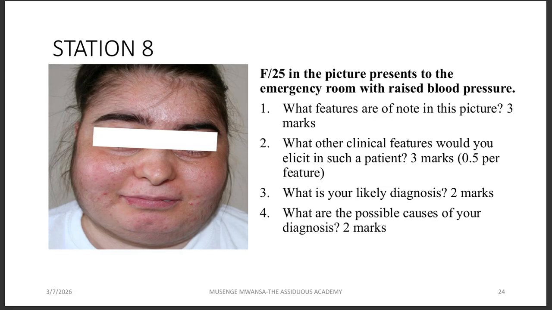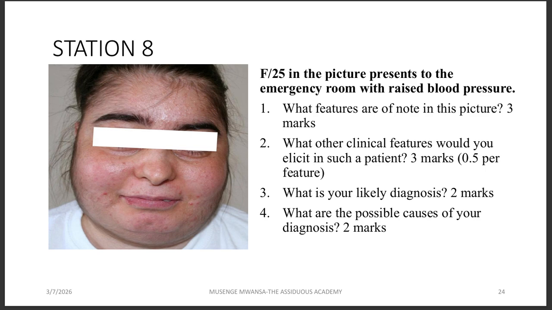Does that make sense? No response? We're okay? Okay, great.